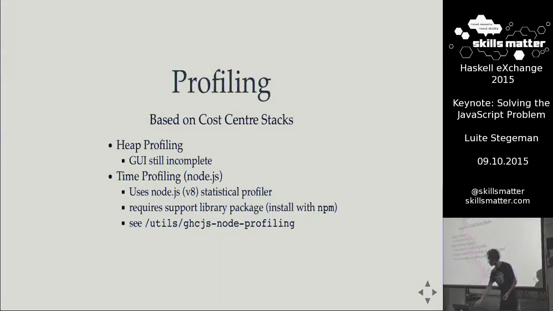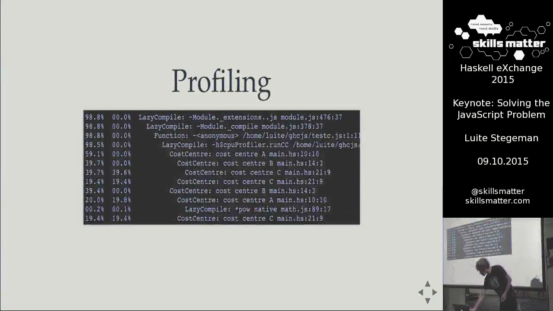So in the end, you get a profiling report that shows you the time spent in all Haskell functions or in all Haskell cost centers, but also in the JavaScript functions beneath or above those cost centers. So you get both the JavaScript and the Haskell part, which is, I think, pretty neat. But unfortunately, it limits us to just Node.js at the moment.